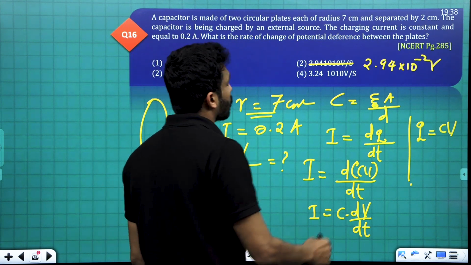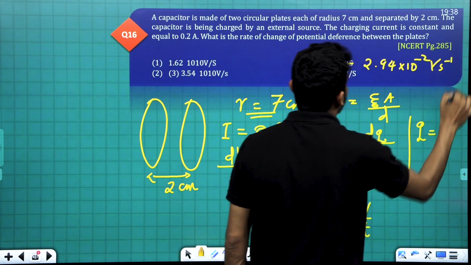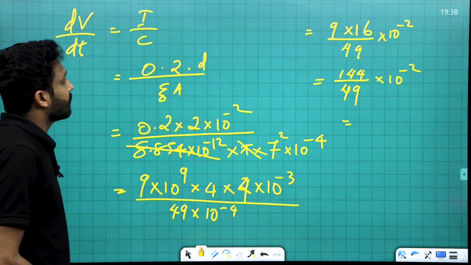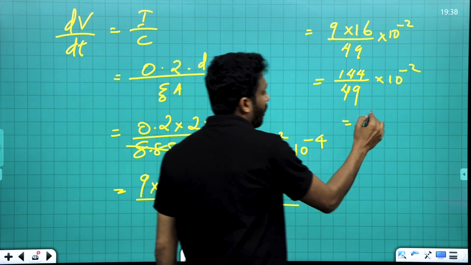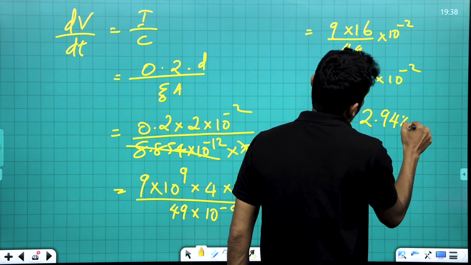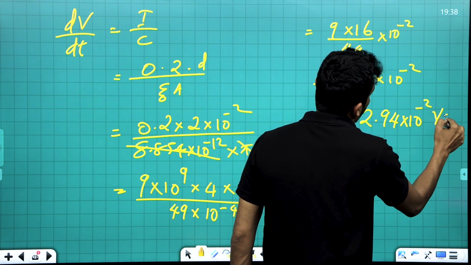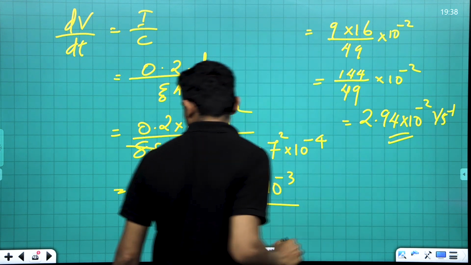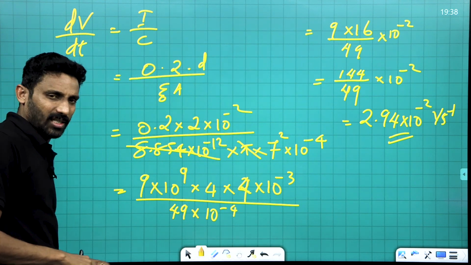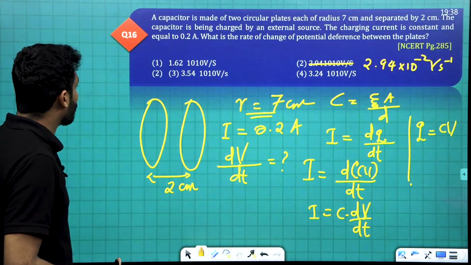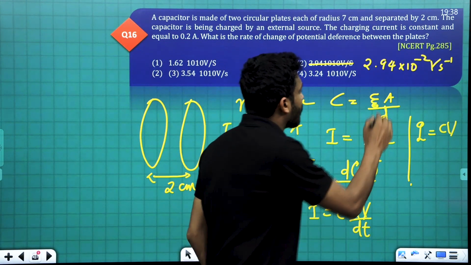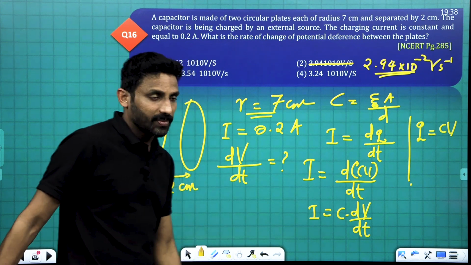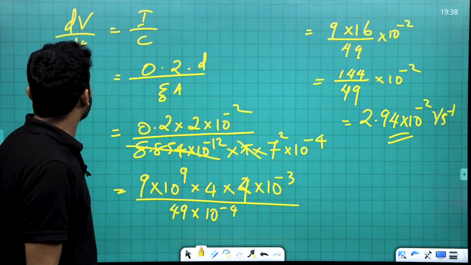2.94 into 10 power minus 2 volt per second. Okay. That's it. I think the calculation is very simple. See, some mistakes are in the options. So this is the correct answer. Understood? Yes. Moving to the next one, 17th.